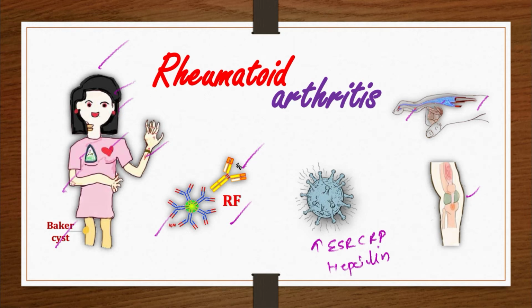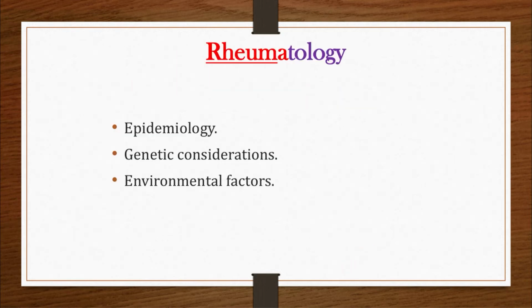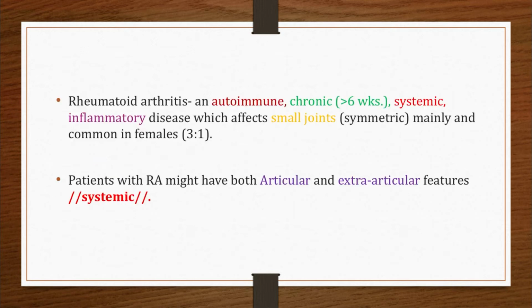loss of function. So in this lecture, we will talk about the epidemiology, genetic considerations, that is, how the genetic makeup of one individual puts him at risk to develop rheumatoid arthritis, and environmental factors like cigarette smoking and some viruses that increase the chances of having rheumatoid arthritis.